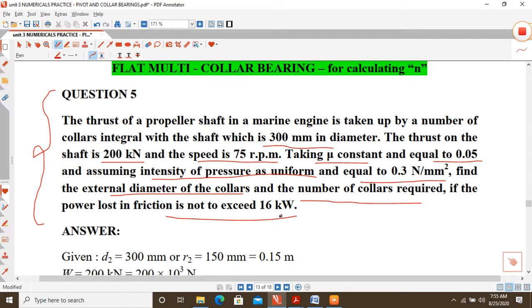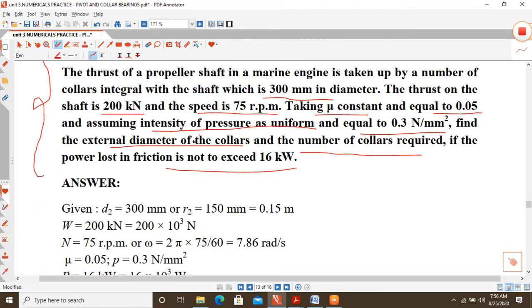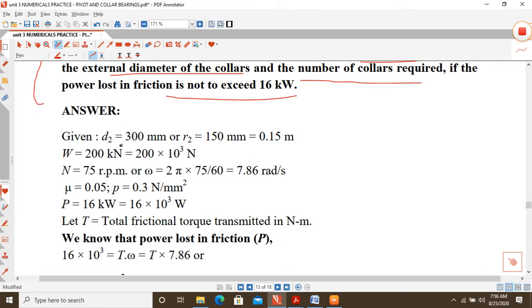So let's start. Again, please write all the formulas related to the bearings on a piece of paper so that it becomes easy. So what are the things given in the question? We are given the diameter of the shaft, that is d2, which is 300 mm, converted into radius, that is divided by 2. So r2 becomes 150 mm, which is equal to 0.15 meters. So we have converted it into meters.